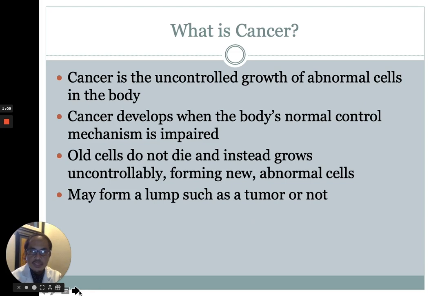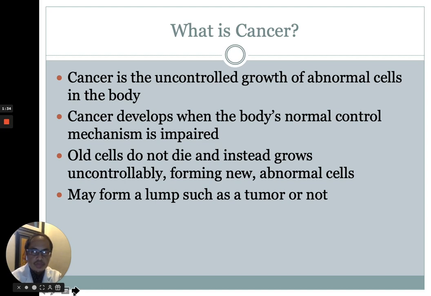So first, what is cancer? Cancer is the uncontrolled growth of abnormal cells in the body. The cells in our body usually live, and then after their time they die. So there's a natural birth and death of the usual cells in our body. But cancer is the uncontrolled growth of these abnormal cells in the body.